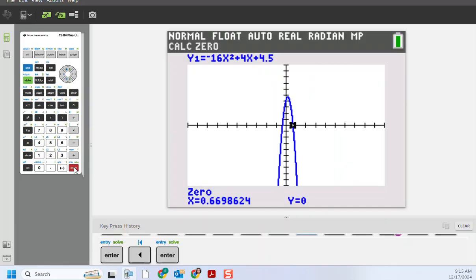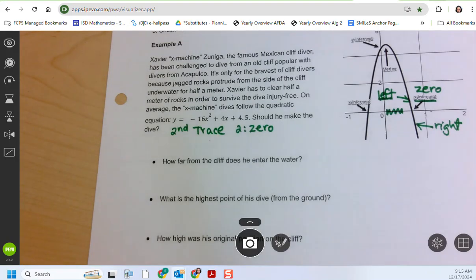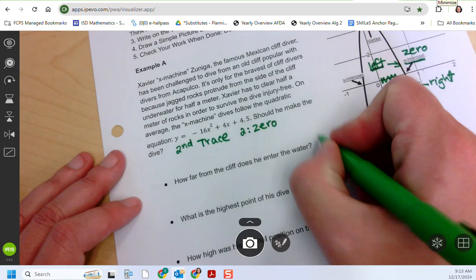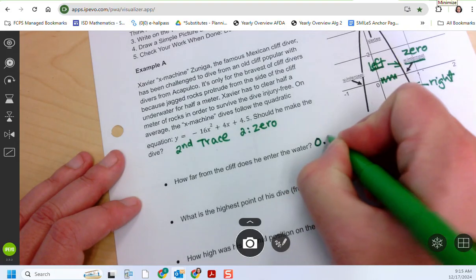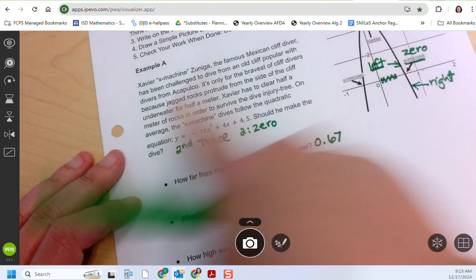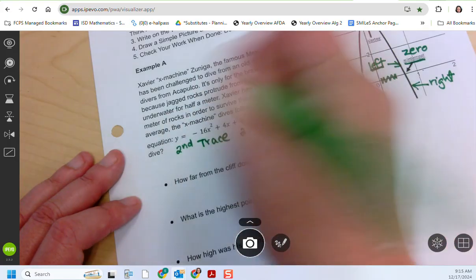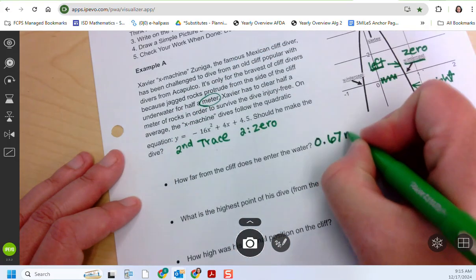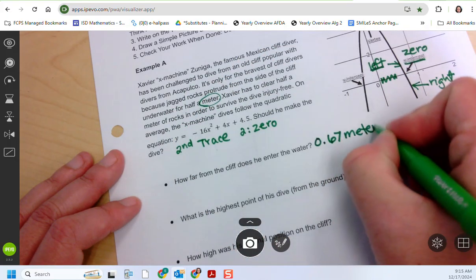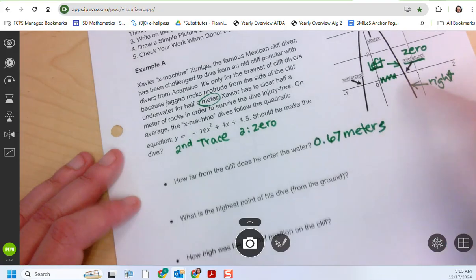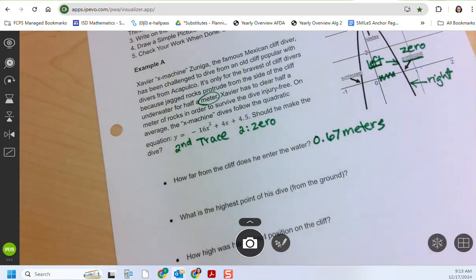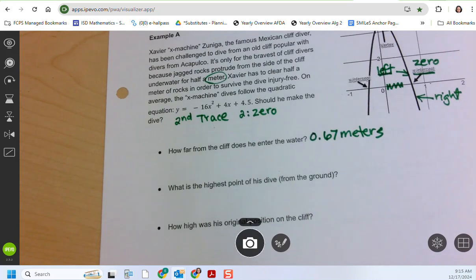So on my paper, it says how far does he enter the water? And he enters the water 0.67. And I need to find my units, meters. So if the rocks only go a half meter and he dives in 0.67 meters away, is he good? Probably. He might scrape himself if he's got like his arms flailing out or something, but he's probably good.